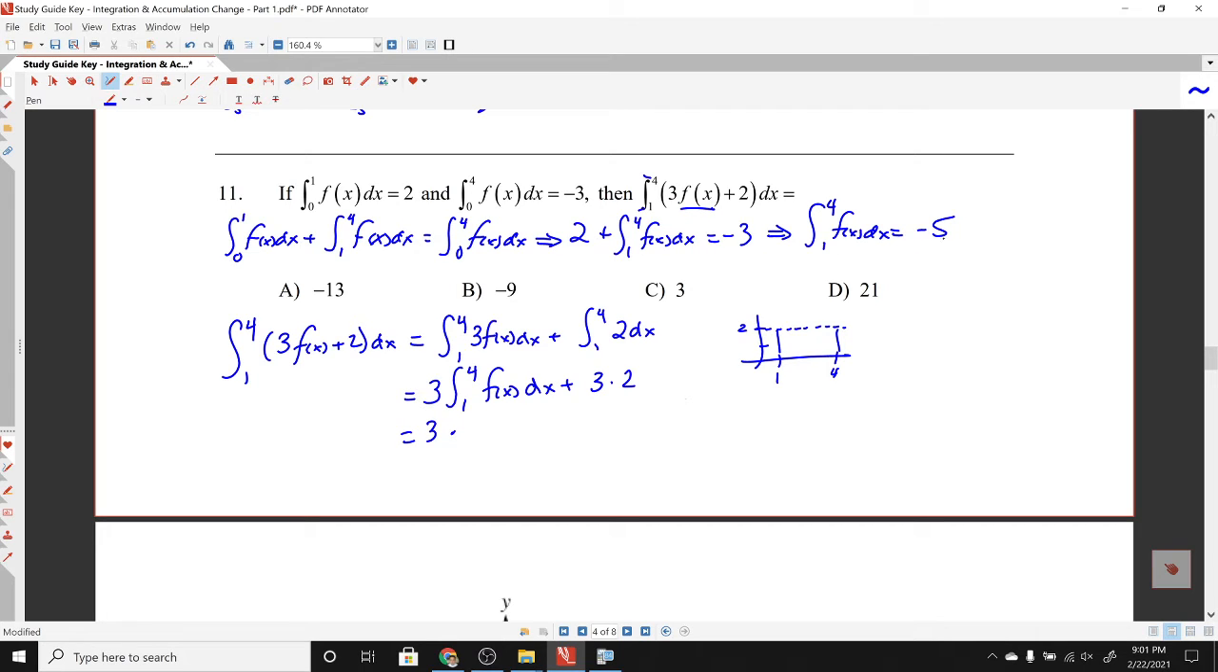So the integral from 1 to 4 of f of x, we found that up above. That's 3 times negative 5 plus 6. Negative 15 plus 6 is negative 9.